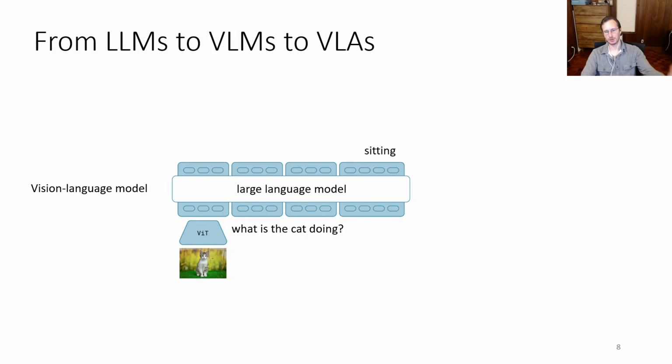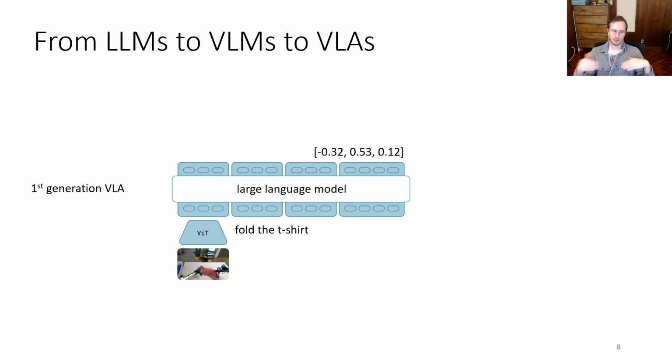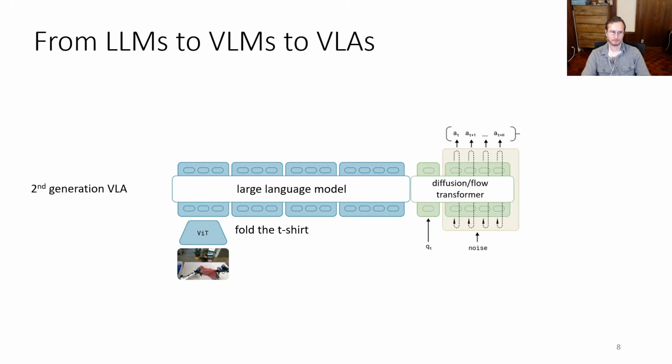And of course, if you train this end-to-end, then the LLM actually adapts its internal representation to be more suitable for both text and images. We can use this for things like visual question answering. The first-generation VLAs used exactly this approach to control robots, simply framing robotic control as a kind of question answering problem where the suffix, the answer, was replaced with a sequence of numbers.